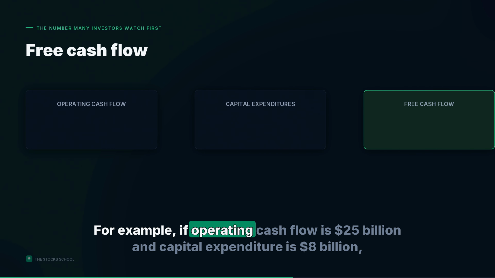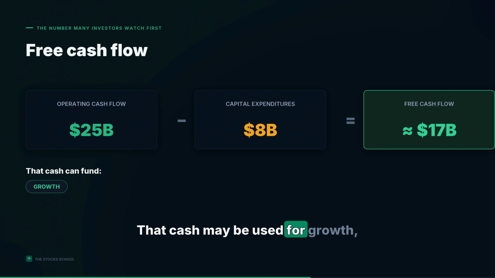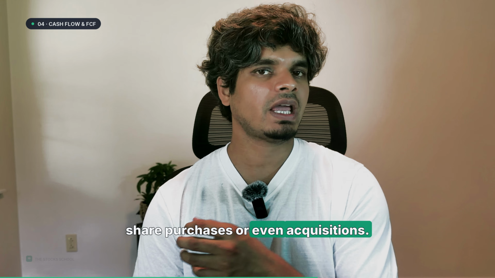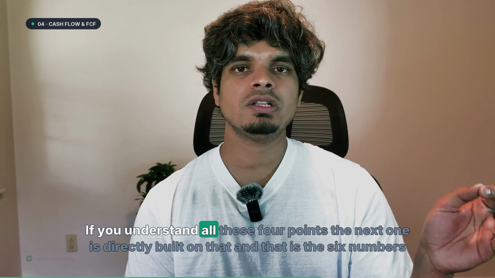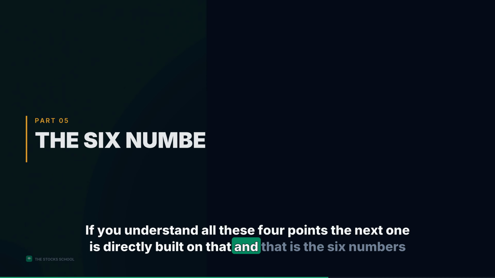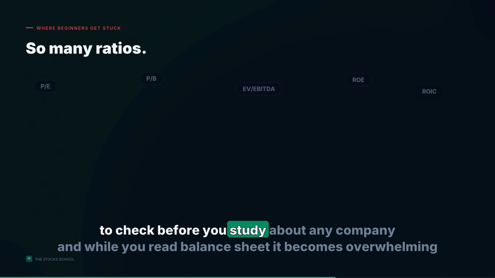For example, if operating cash flow is $25 billion and capital expenditure is $8 billion, free cash flow is approximately $17 billion. That cash may be used for growth, debt payments, dividends, share purchases or even acquisitions. If you understand all these 4 points, the next one is directly built on that, and that is the 6 numbers to check before you study any company.